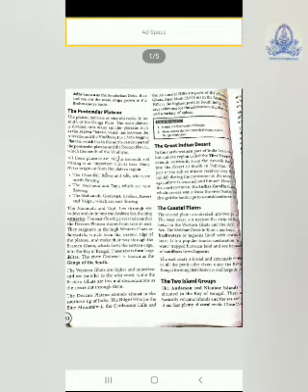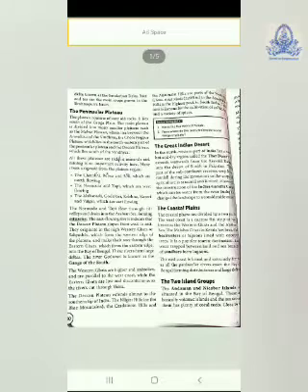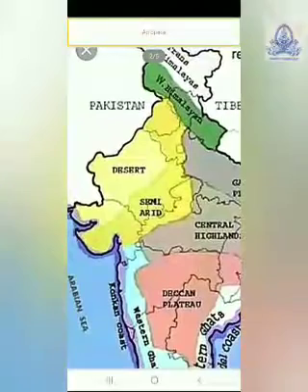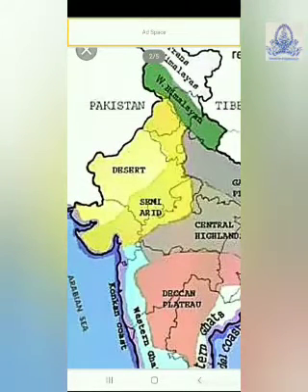Now we will go to the other landform, the Great Indian Desert. The Great Indian Desert lies in the northwestern part of India. Northwestern part of India means we can see here, this is the northwestern part, written as desert. Now this is the Great Indian Desert. Another name is the Thar Desert.